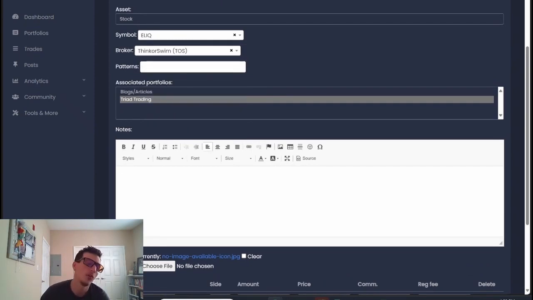And then another important one is logging and journaling your emotions, how you were feeling in that trade. Is that trade a huge position, or are you getting nervous? How are you feeling with that?